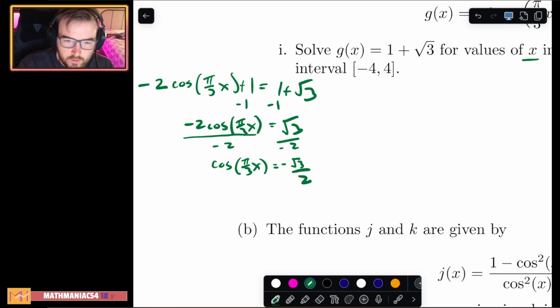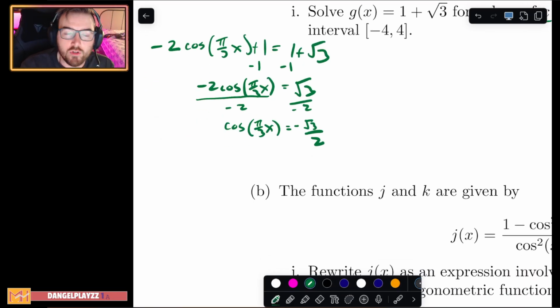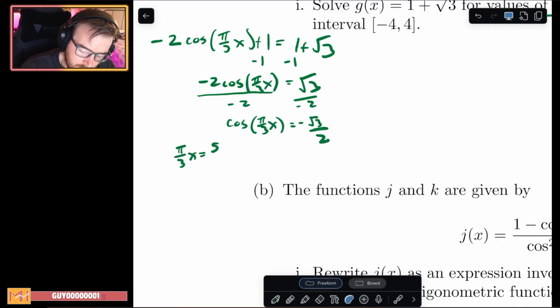Cosine equals negative root 3 over 2 on multiple occasions, but the two occasions that occur in the unit circle are what? Option 1 is 5 pi over 6, so that means pi over 3 x needs to equal 5 pi over 6. I'll write it over here.